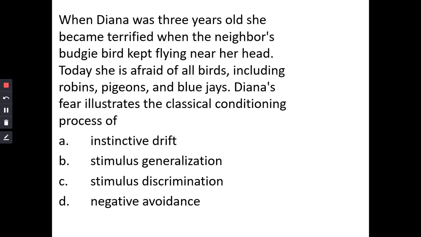When Diana was 3 years old, she became terrified when the neighbor's budgie bird kept flying near her head. Today, she is afraid of all birds, including robins, pigeons, and blue jays. Diana's fear illustrates the classical conditioning process of what? So she was afraid of just one bird. Now she's afraid of all birds. So the answer is generalization.